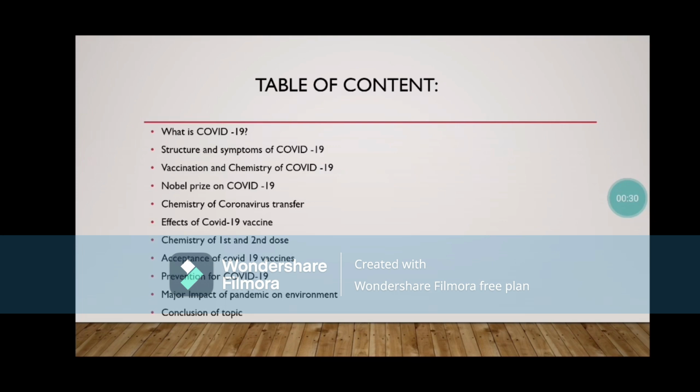The things we are going to discuss in this presentation are: what is COVID-19, structure and symptoms of COVID-19, we will get to know the vaccination and chemistry of COVID-19, Nobel Prize on COVID-19, who won this Nobel Prize and what was the history and background of it, chemistry of coronavirus transfer, effects of COVID-19 vaccine, chemistry of first and second dose, acceptance of COVID-19 vaccines, prevention of COVID-19, major impact of pandemic on environment, and then at the end we will conclude the topic.